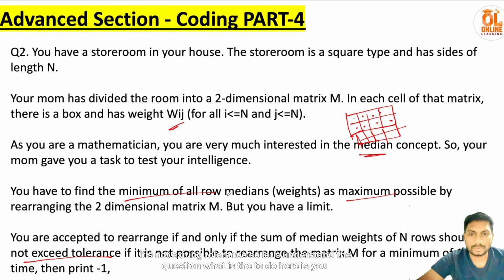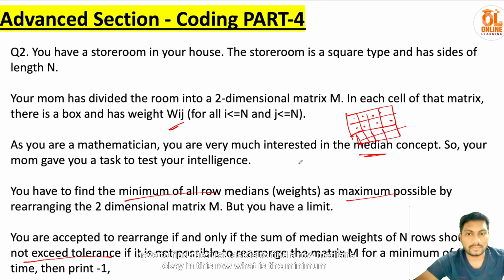So let's understand the question. What is to be done here is, the first task is to find the row medians. In this row, what is the minimum of the row medians? So this is the first row, second row, third row, fourth row. From all this, what is the minimum of all the medians? So like if there is 1 2 3 4, and if 3 is the median here, and 2 is the median in the next row, and 1 is the median in the other row, and 4 is the other one, so the least is 1. So we have to pick the minimum of all rows. So from all the rows, 1 is the minimum median.